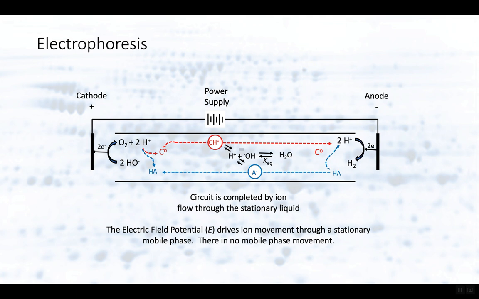And that's inherently different from chromatography, where the mobile phase moves and the ions interchange with the surface to become stationary part of the time, while the mobile phase moves on, and then they can pop back off and go back into the mobile phase. So that's the fundamental difference between electrophoresis and chromatography.